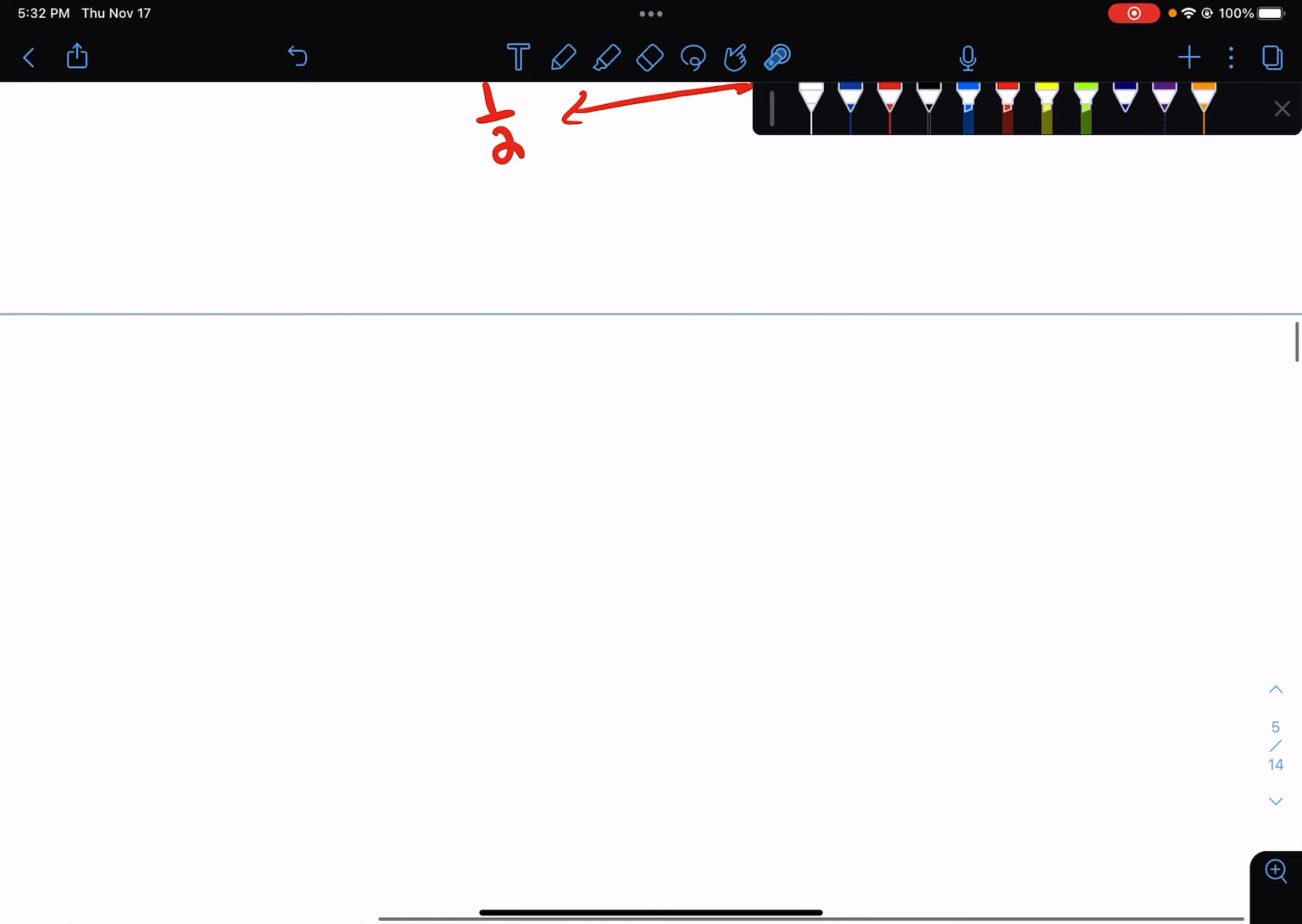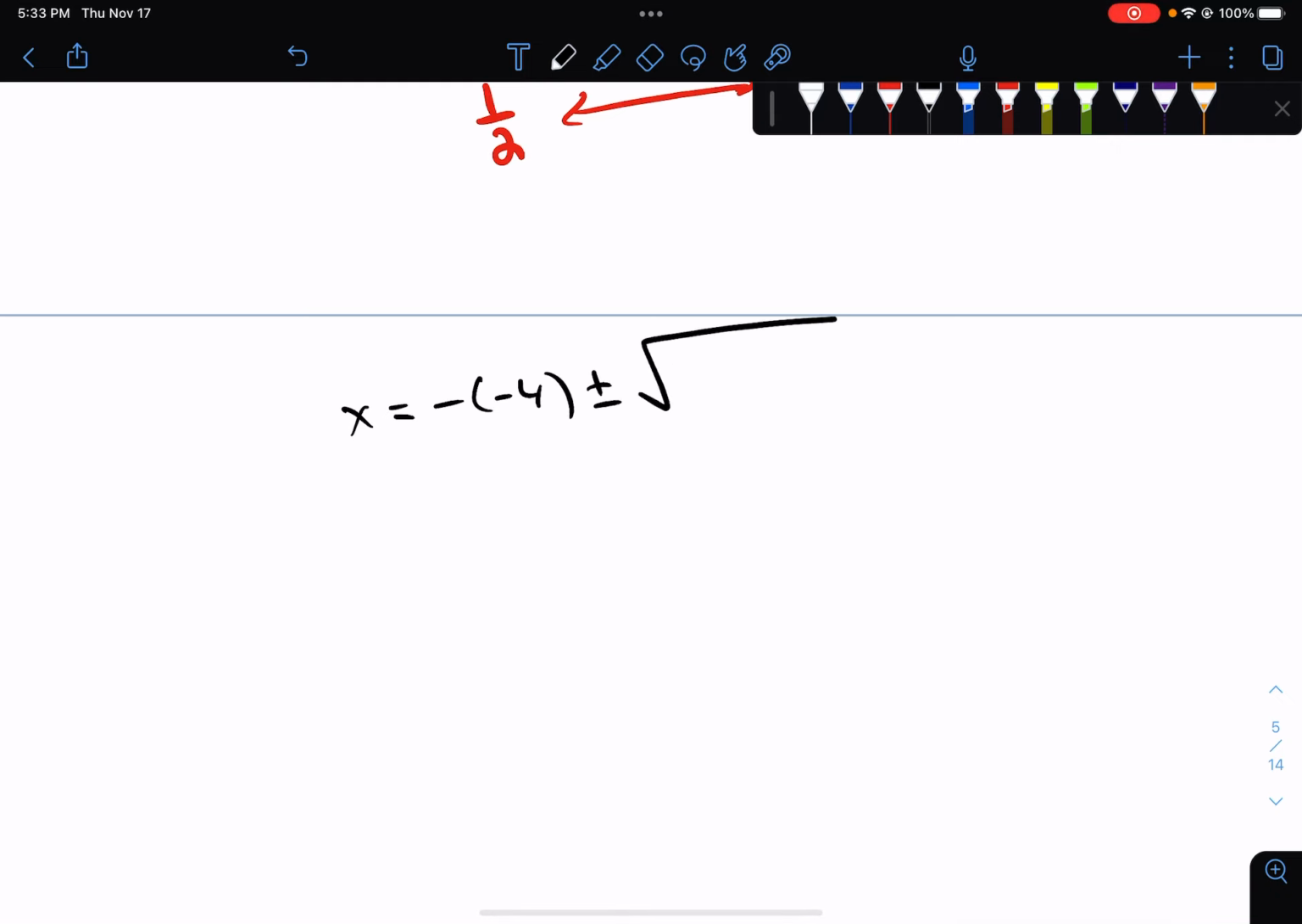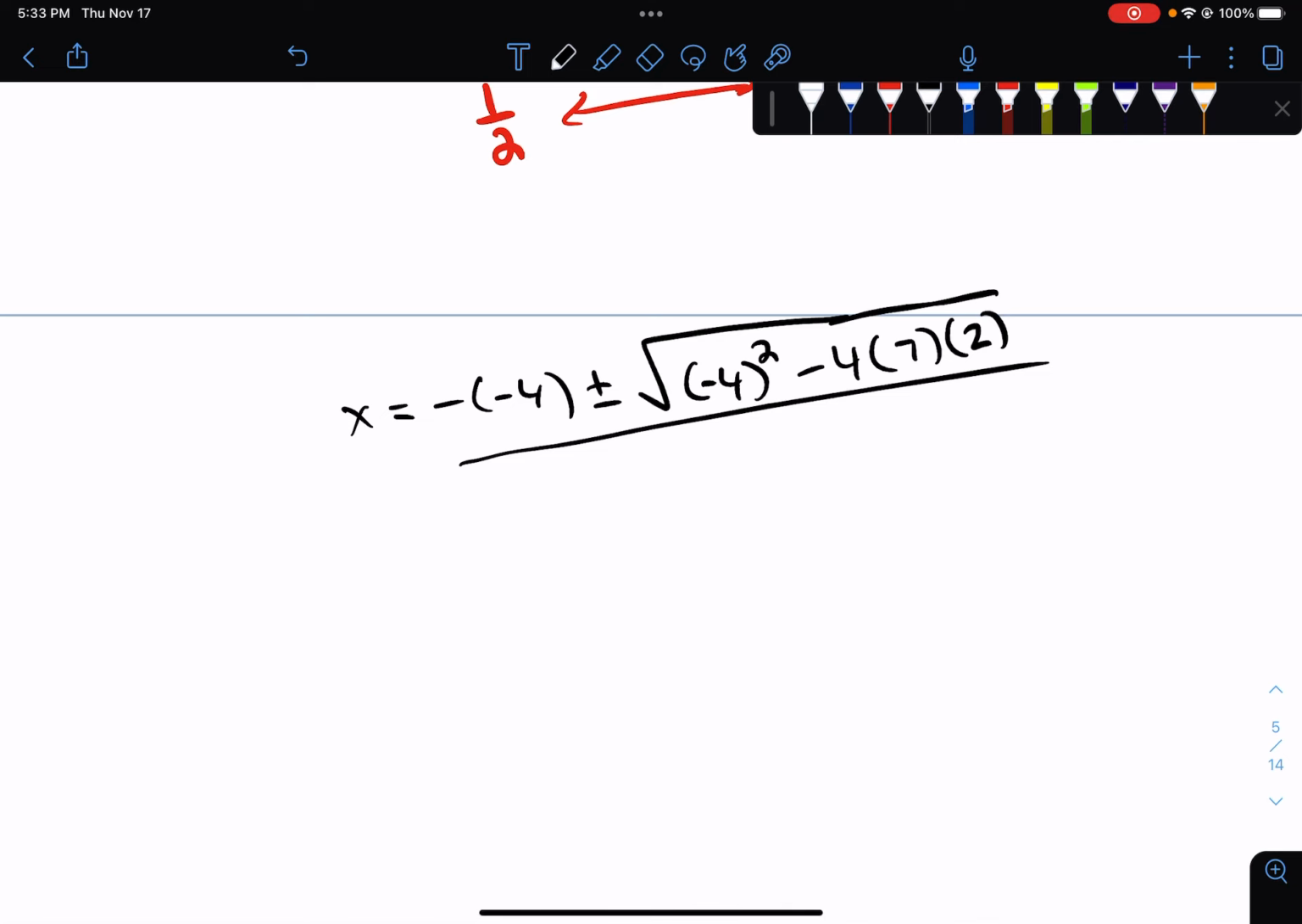Which makes me wonder what happens if I have, and I'm just going to make up some numbers here. Let's say I have x equals -4 plus or minus the square root of -4 squared minus 4 times 7 times 2. And all of that is going to be divided by 2 times 7. All right, when I clean this one up, this I clean up, this I clean up, this I clean up. So x equals positive 4 plus or minus the square root. Negative 4 squared is 16.